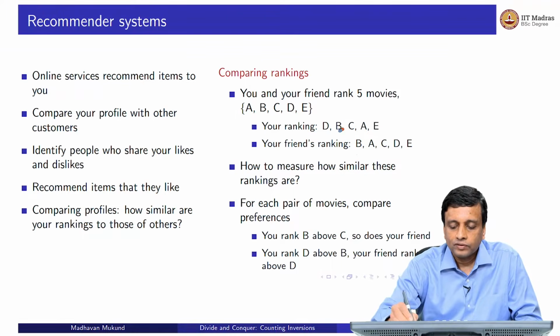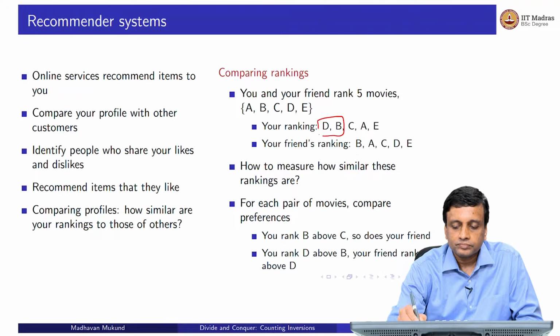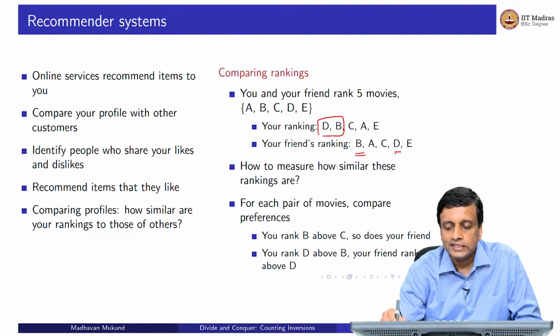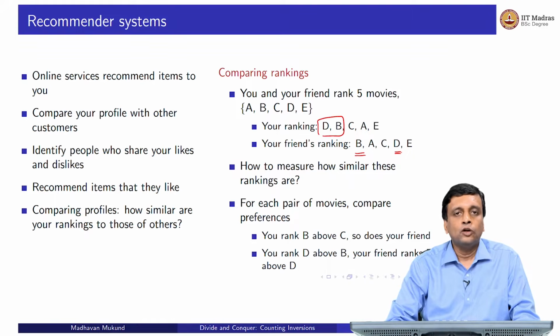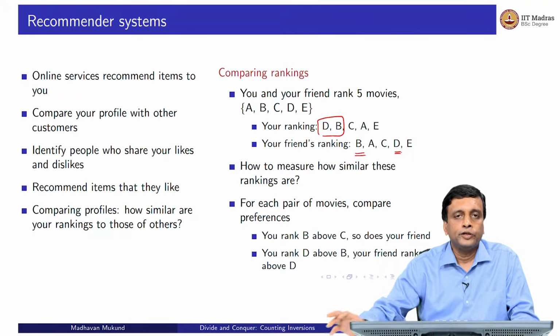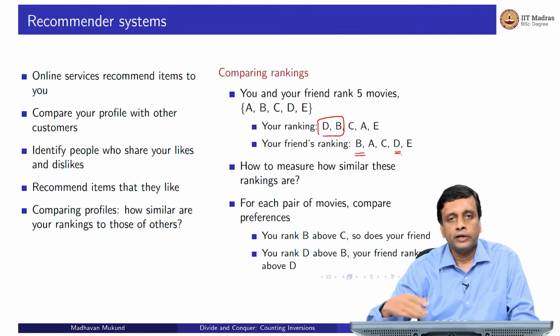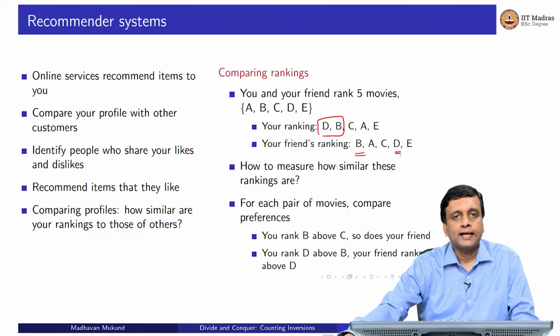On the other hand, if you look at D and B, here you believe that D is the best movie overall and hence it's better than B, whereas your friend believes B is the best movie overall and in fact ranks D quite low. We are not really concerned about whether D is very low or not compared to B. We are just concerned about the fact that you prefer D to B and your friend prefers B to D. So this is one point of difference between you and your friend in terms of preferences. In this way you can do it for every pair of movies and see how many pairs of movies you agree on, and how many pairs of movies you disagree on.